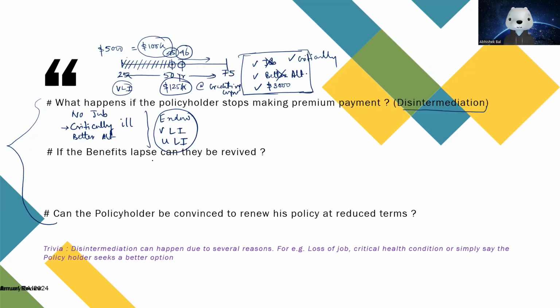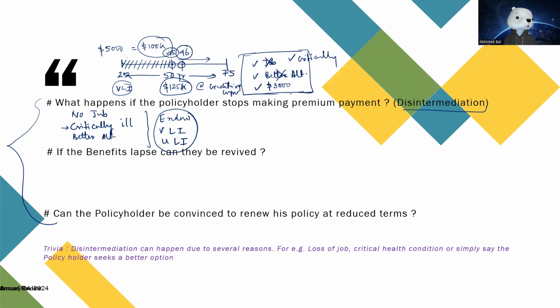Secondly, what if the benefits lapse, can they be revived? So as we said, if the person actually discontinues the policy after running it for, let's say, 20 odd years, and suddenly a couple of years down the line, he believes that, well, his earlier decision was not right, and he may want to actually continue the policy, he will want to reinitiate that policy without his previous benefits being affected. Can that be done? The answer is yes, that can be done. Okay.